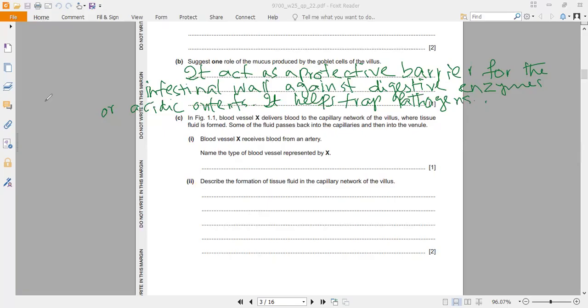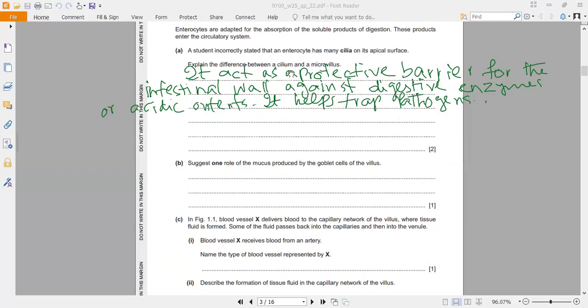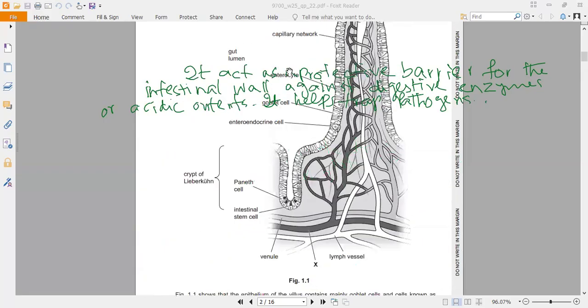Part C, in figure 1.1, blood vessel X delivers blood to the capillary network of the villus where tissue fluid is formed. Some of the fluid passes back into the capillaries and then into the venule. Blood vessel X receives blood from an artery. Name the type of the blood vessel represented by X. So we are moving towards the X. What is X? Yes, X is there in this figure.